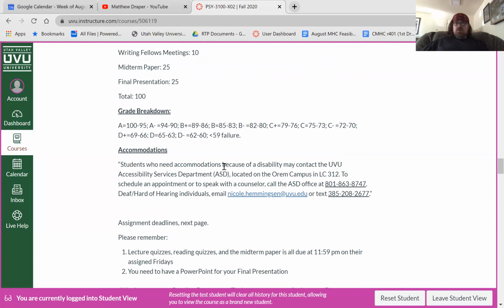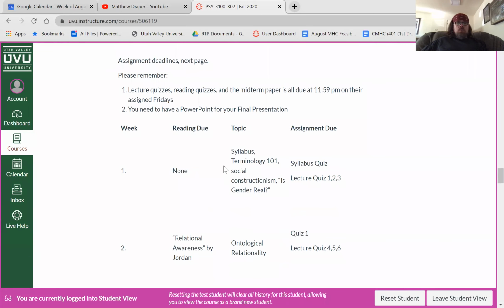Now here's the accommodations information. If you need that, please get on that soon. We can't retroactively apply accommodations.